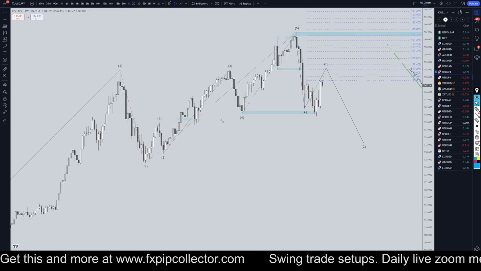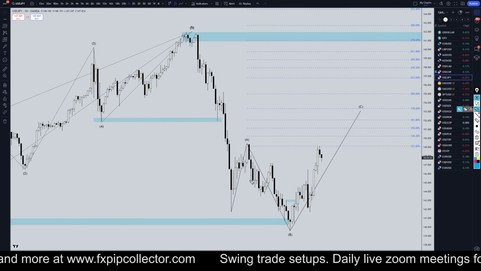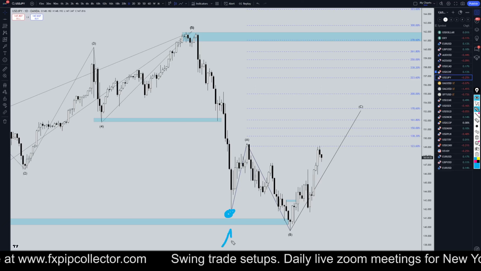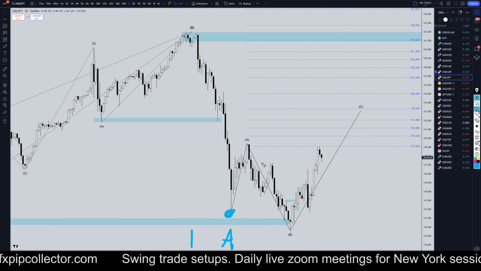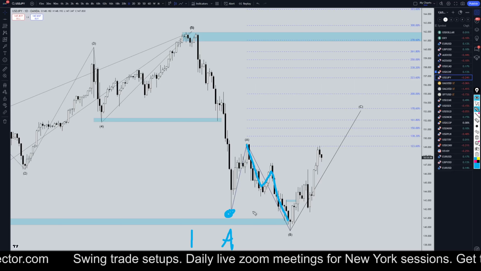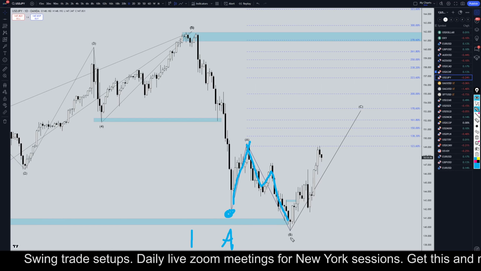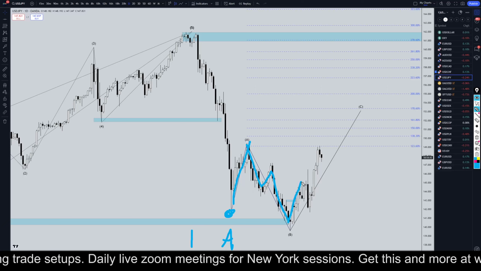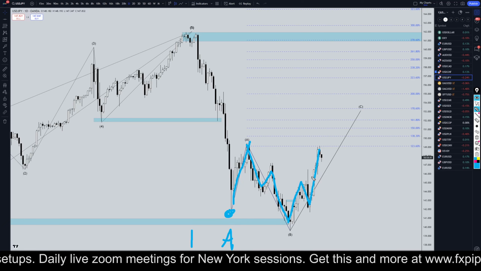Going down to the daily time frame. On the daily time frame, I think this is the bottom of the wave A or possibly wave 1. I think this is 1, 2, 3 waves down. Well, first of all, impulsive up A, 3 waves down B. I think we're likely in a 1, 2, 3 of wave C.